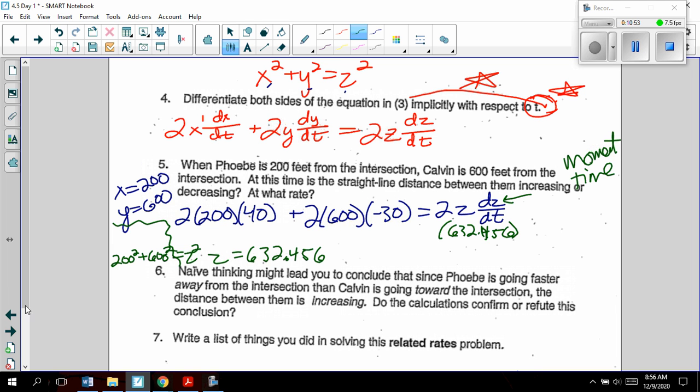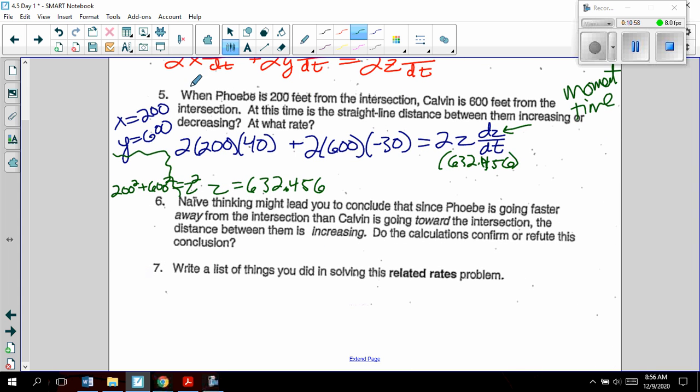All right, I'm going to slide down to the bottom and get everything plugged in here. I know I'm skipping, we'll come back to 6, but solving this out, I would have 2, so I'd have 400 times 40 plus 1200 times negative 30 equals 2 times this number that I did have to find using my Pythagorean theorem. Or, I'm sorry, dz dt.